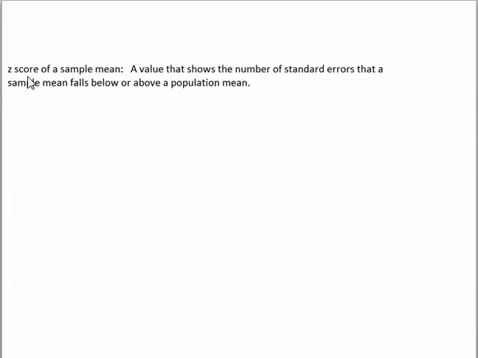In this video, we'll learn about two new types of z-scores. The first one that we'll learn about is called the z-score of a sample mean, which is basically just a z-score for a sample mean. It's a value that shows the number of standard errors that a sample mean falls below or above a population mean. I think this definition will make a little bit more sense if we look at the concept in a diagram.